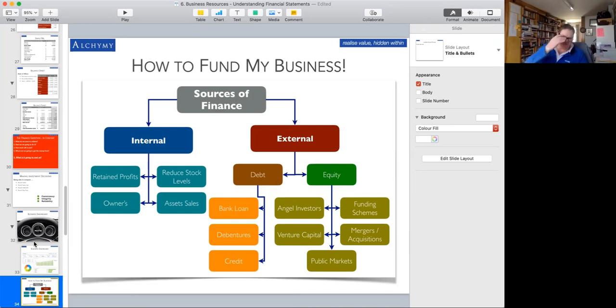When we look externally for investment, there's two types, debt or equity. The only other type really is government grants, which, from a business point of view, let's not even go there. They can be useful for charities and so on, but the main ways are debt and equity.